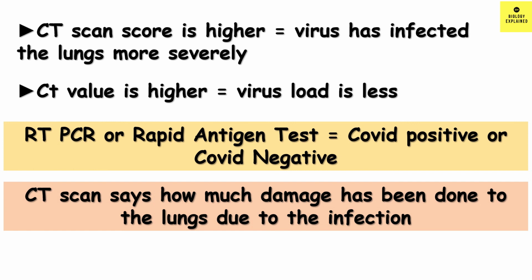So a higher CT scan score means more lung involvement and a higher CT value means less virus in the body.